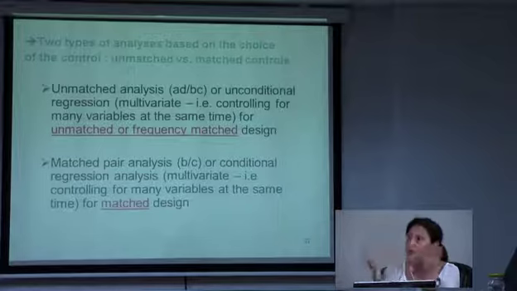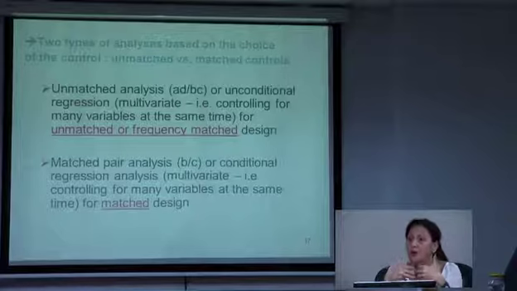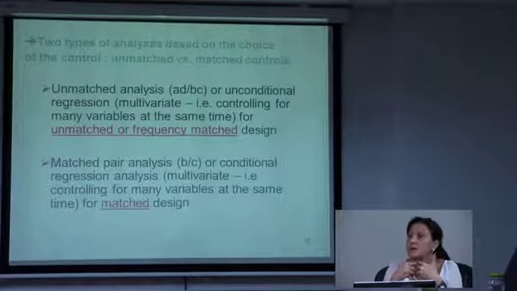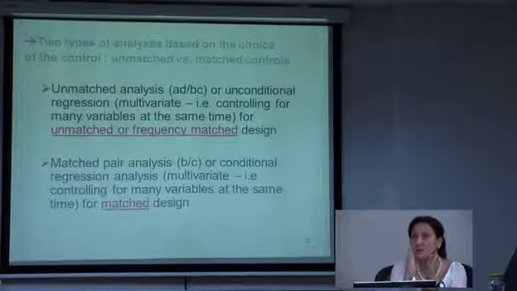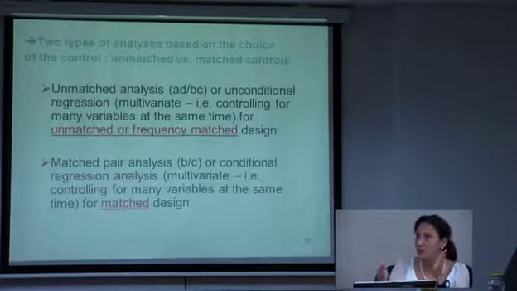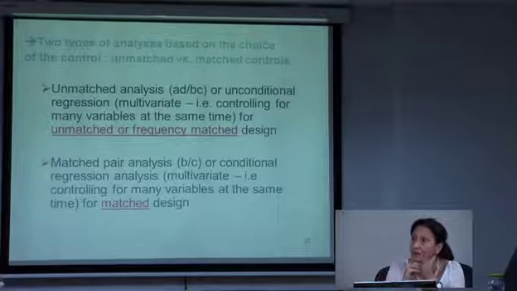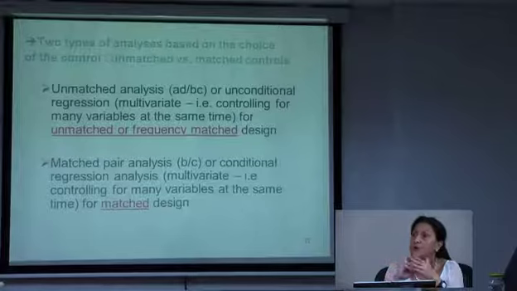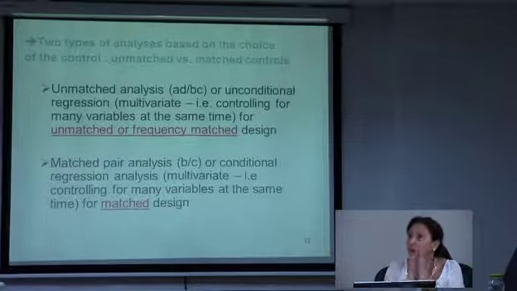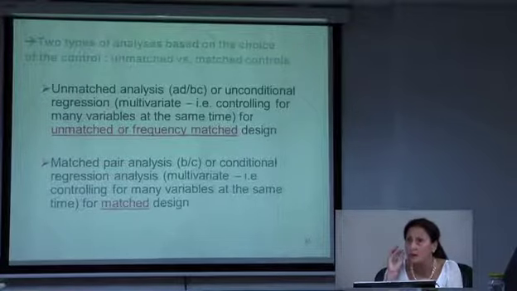When you control for other factors, what we call an adjusted OR, we do something called unconditional logistic regression. So when you do multivariate analysis, which means that you consider your exposure with other variables which could be confounders, you use unconditional logistic regression. If you're doing a matched analysis, your OR is not AD over BC. Your OR is simply B over C.